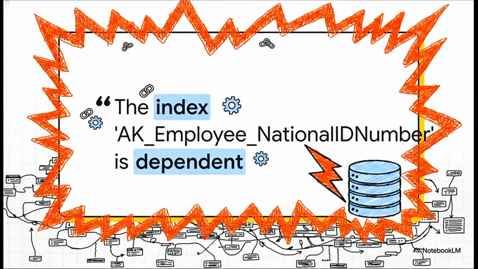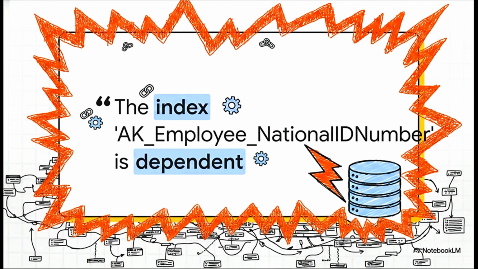So you write up a quick alter table command to change the column to an INT. You confidently hit execute, and boom! You are immediately slapped with this aggressive red error text. Message 5074. The index AK_Employee_NationalIDNumber is dependent on column NationalIDNumber.